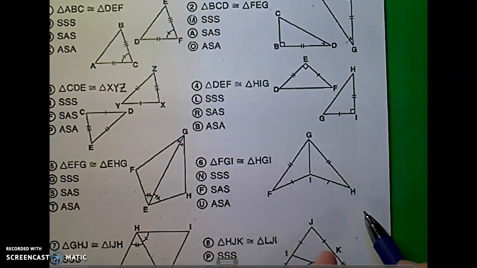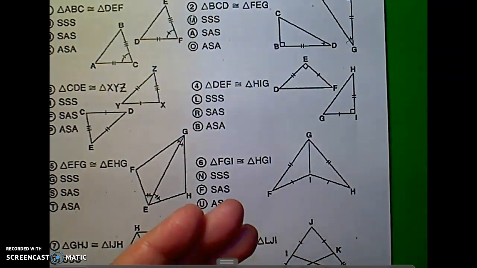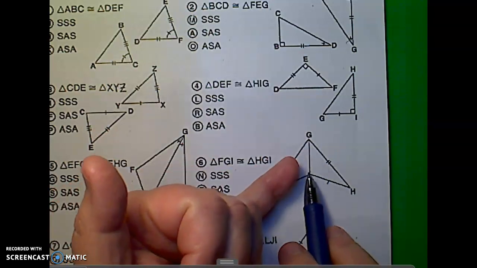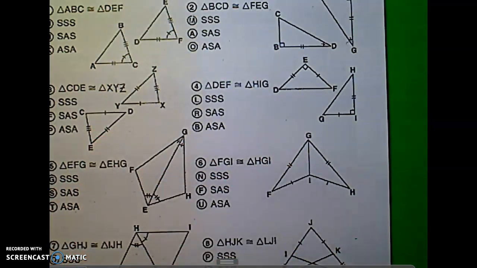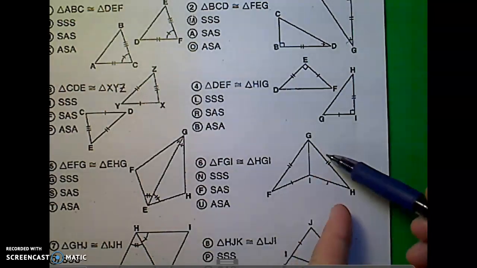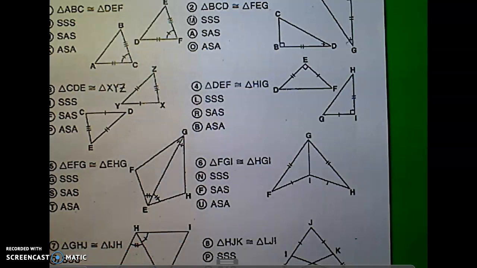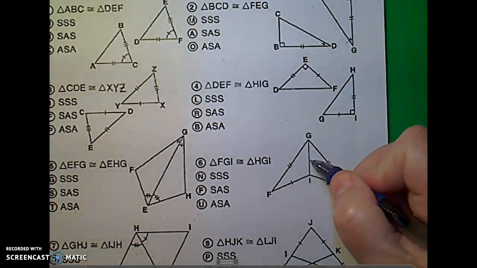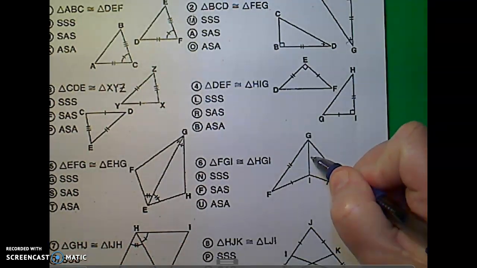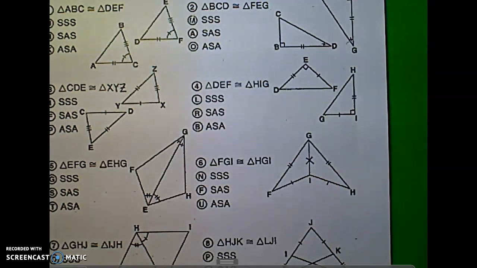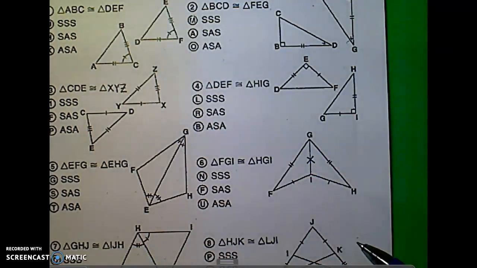Since it's the same segment in both triangles, triangle FIG side IG has to be congruent to triangle HIG side IG. So IG is congruent to itself, is how we talk about this. And how I like to mark it is that segment IG is congruent to segment IG. I like to put an X in there. So basically that gives me a third side that is congruent.